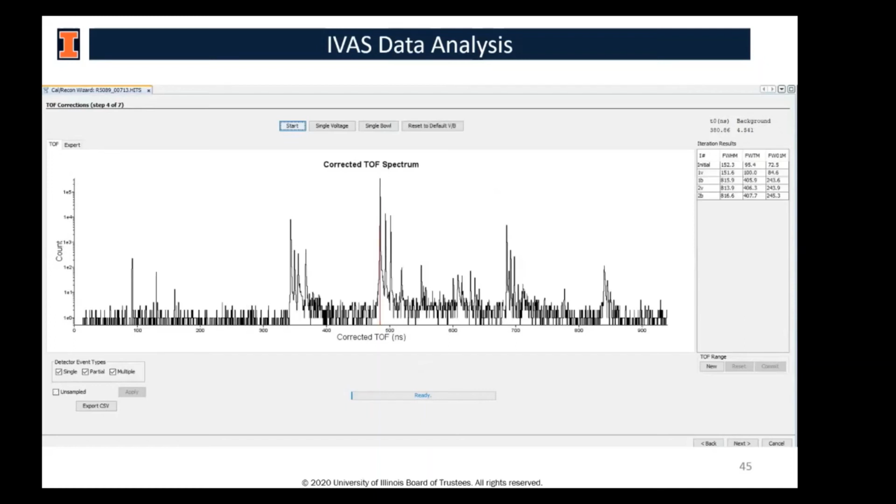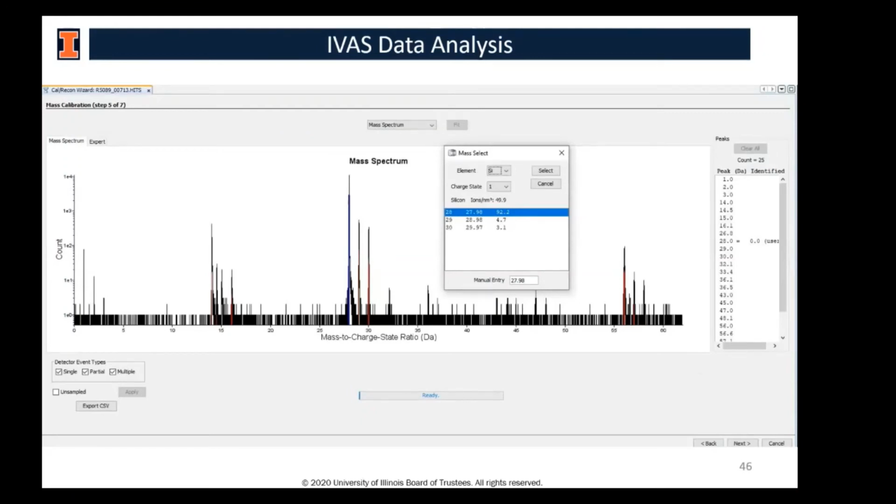And so the correction is done in a recursive method, until the deviation in the full width half maximum is below a predetermined value. And so this is an example of a corrected spectrum which shows much higher mass resolution.